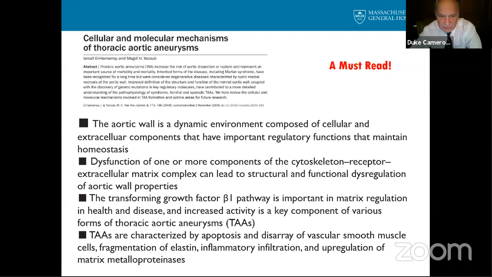structural and functional dysregulation. It also points out that transforming growth factor beta pathways are also important in this matrix regulation. And excessive and increased activity of the TGF pathway is almost a common denominator in most thoracic aortic aneurysms. They also are characterized by apoptosis and a disarray of vascular smooth muscle cells, fragmentation of elastin, and disordered matrix metalloproteinases. But do have a look at this article. I think it will change the way you think about aortic disease.